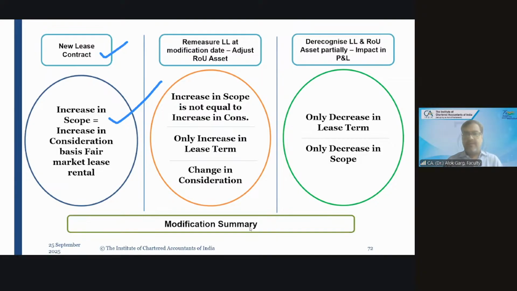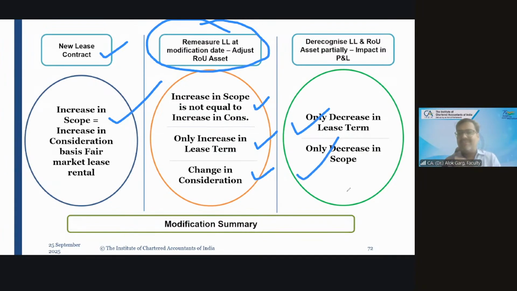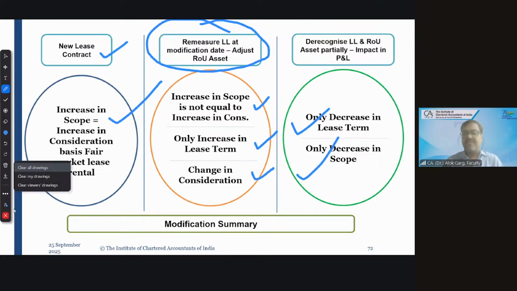Okay, right? Then friends, if there is an increase in scope, but it is not equivalent to increase in consideration, there is only increase in lease term, there is only change in consideration, then you need to remeasure lease liability at the modification date and you need to adjust right of use asset. If there is a decrease in lease term, decrease in scope, something is decreasing, then you have to de-recognize your lease liability and right of use asset partially. Have we covered the examples and illustration on this aspect? Yes, sir.